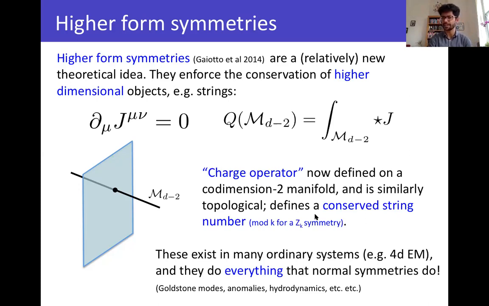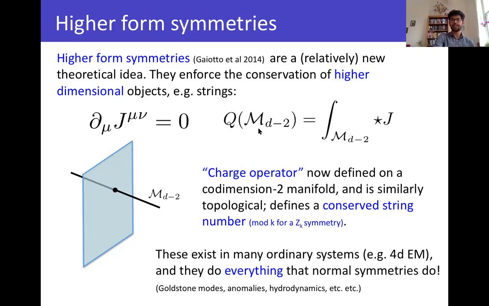So this is a very simple idea. And this might sound unfamiliar if you've not seen this before, but the truth is they exist in many very ordinary systems. For example, normal 4D Maxwell electrodynamics has such a symmetry. It is associated with the fact that magnetic flux is conserved. And these symmetries do everything that normal symmetries do, okay? For example, there's a Goldstone theorem for them. They can spontaneously break, they can have anomalies, you can do hydrodynamics with them. I myself have had a great deal of fun trying to reformulate magnetohydrodynamics in terms of these symmetries. So this is a new simple idea, okay, that you can now think about.